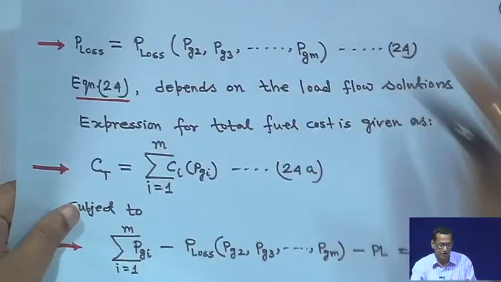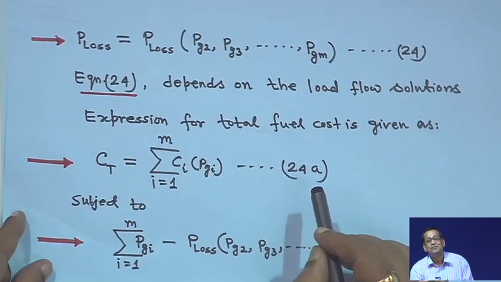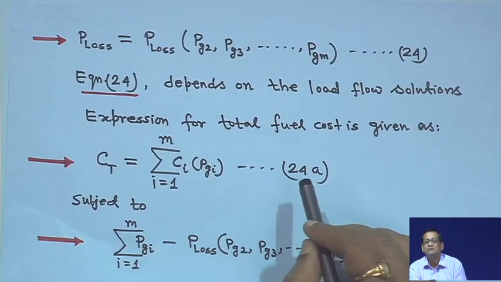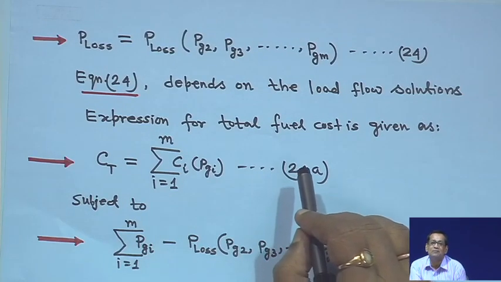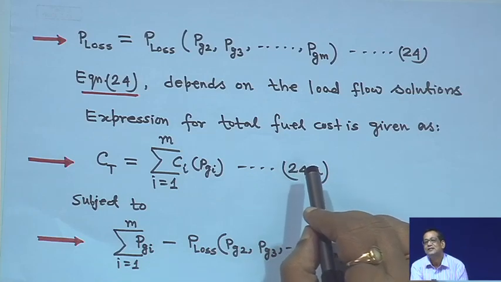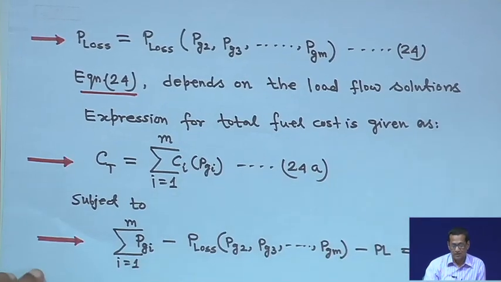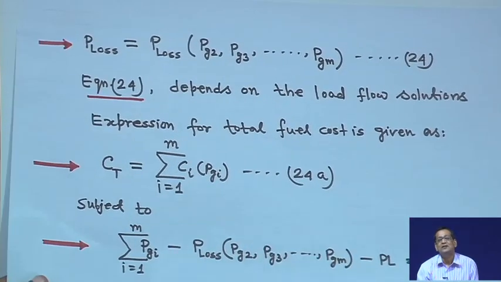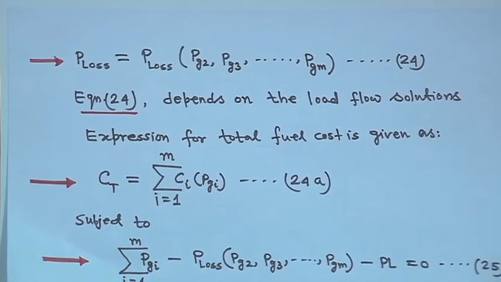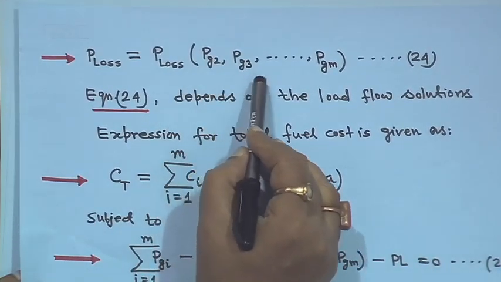Pg2, Pg3 up to Pgm, because we have seen that P loss is equal to sigma i equal to 1 to m Pgi minus sigma PLi, i equal to 1 to n. If bus 1 is a slack bus, then Pg1 is equal to P1 plus PL1 if any load is there at the slack bus. That means this loss is a function of Pg2, Pg3 up to Pgm.